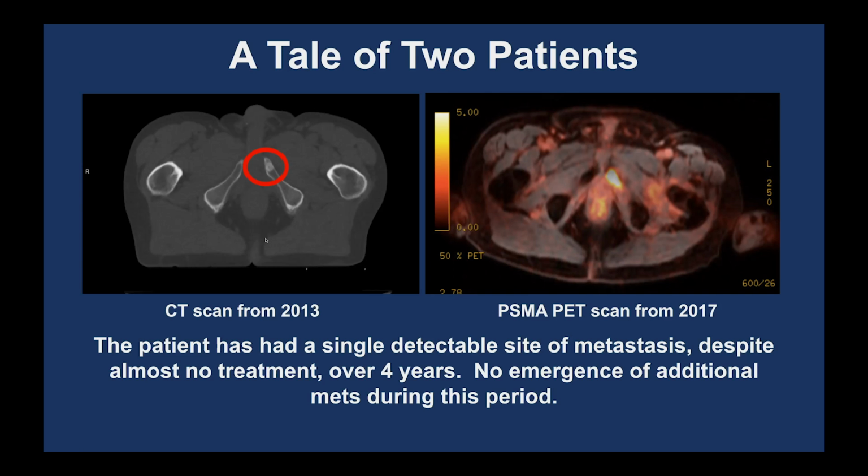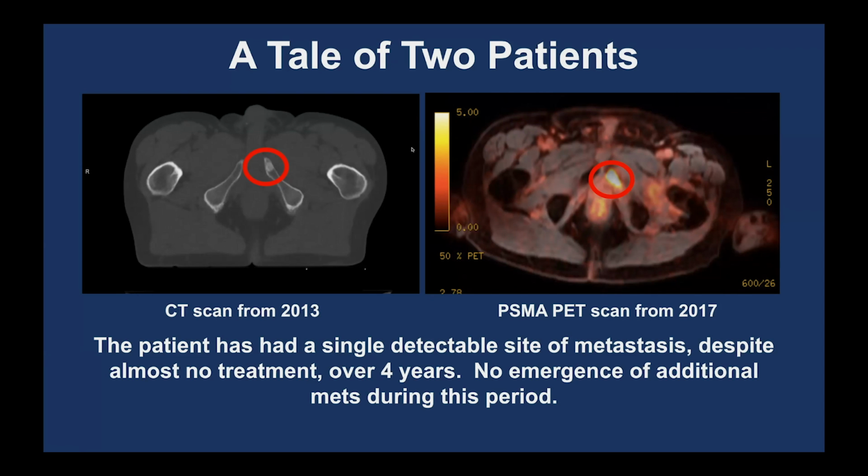And what I want to point out is that this particular patient had a single site of metastasis that was untreated, and despite no treatment, this spot didn't progress for 4 years. It didn't spread to any other sites in the body as far as we can tell. He had no emergence of any additional metastasis during this period. And so what happened was that I ended up radiating him, and this was in 2017. Now it's 2020. He still has no evidence of disease.